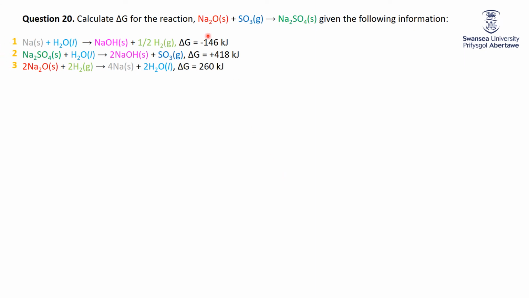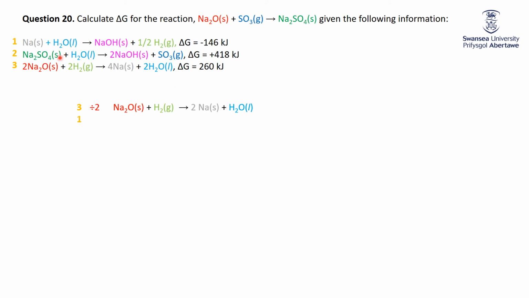Start off, I want 1 Na2O on the left-hand side. Well, I've got equation 3, but that has 2 Na2O, so I've got to divide it by 2. So that gives me Na2O, just what I want. Got an H2, don't want that. Got 2 Nas, don't want that. Got H2O, don't want that. So let's try and get rid of those.